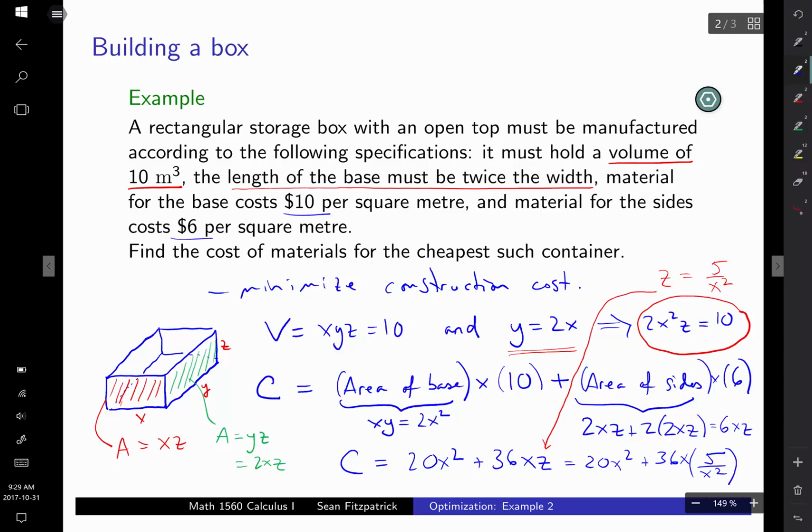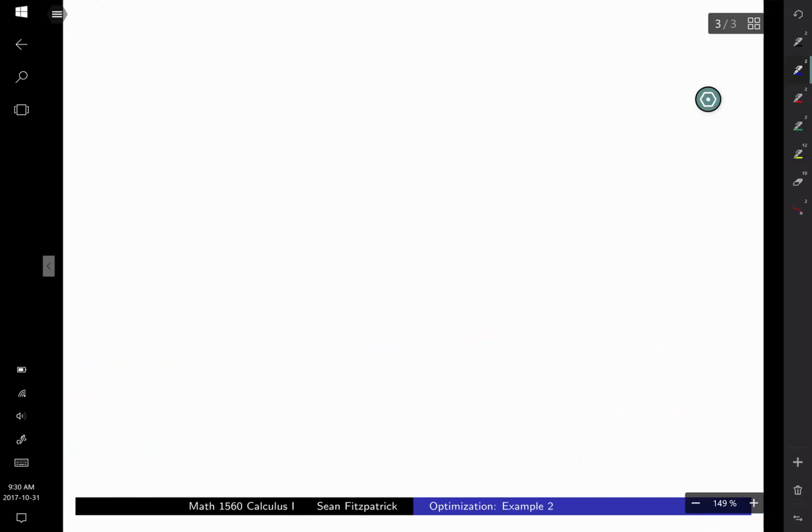Okay, so let's simplify that on the next page, and then we're going to see if we can minimize. All right, so our cost function, cost as a function of x, is 20x squared, plus 36 times 5 is 180, x over x squared gives me 1 over x.